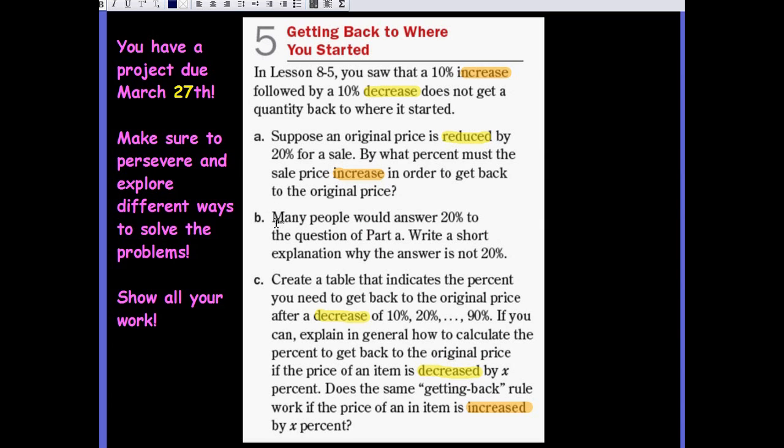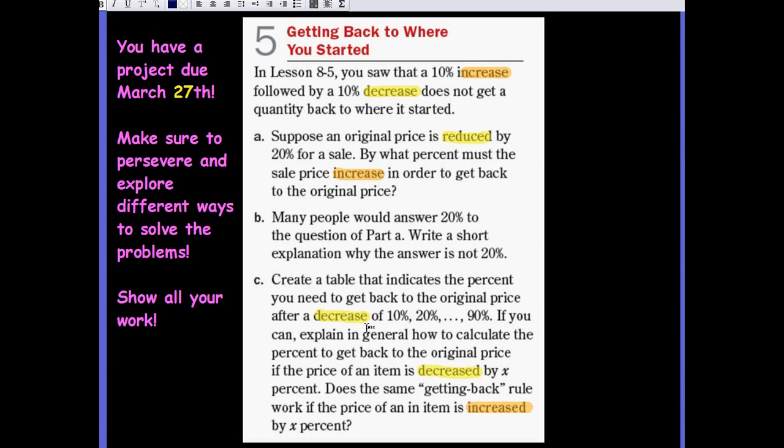B is still very straightforward. You need to explain why the amount that you reduce and the amount that you increase it back up is not the same, why they're not equal. Okay? And then C, this is where it gets a little confusing because there are multiple parts. Now, in the examples I did originally, we talked about an increase followed by a decrease. This particular question is asking you to do a table for a decrease followed by an increase.